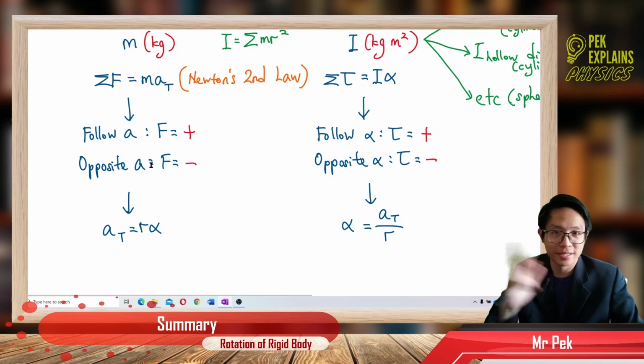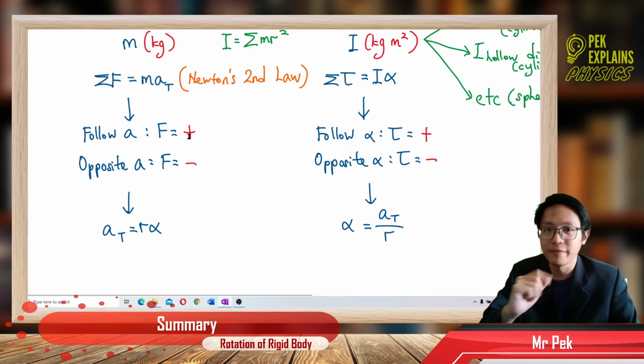So the rules are also the same about positive and negative. Remember, in linear motion, all the forces that follow the acceleration are considered positive, and all the forces that are opposite to the acceleration are considered negative. Because we think the forces that follow the acceleration are the bigger forces, and forces opposite the acceleration are the smaller forces. That's why they are negative. So it's like big force minus small force. I hope you understand what I mean.